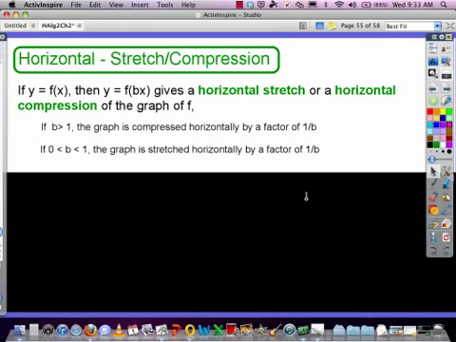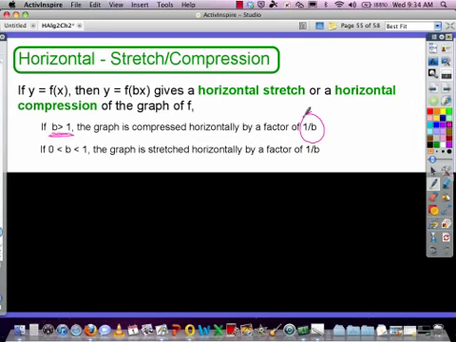And so our values are if b is greater than 1, so if that thing we're multiplying is greater than 1, the graph is compressed horizontally by a factor of, here's the hard part, 1 over b. If it's compressed, think of it as getting smaller, shrunk, so it's going to be not as big as it was originally, so a fractional answer. So if b is greater than 1, it will be horizontally compressed by a factor of 1 over b.